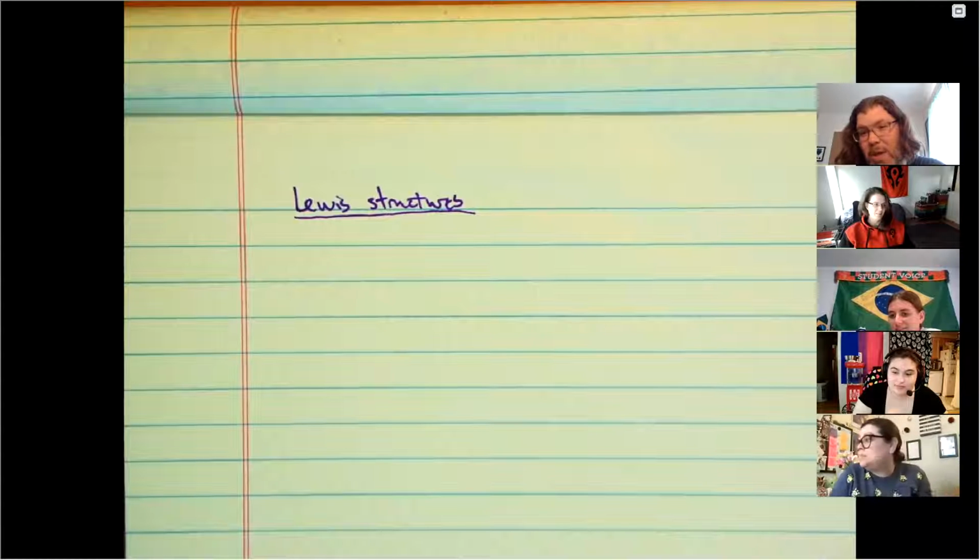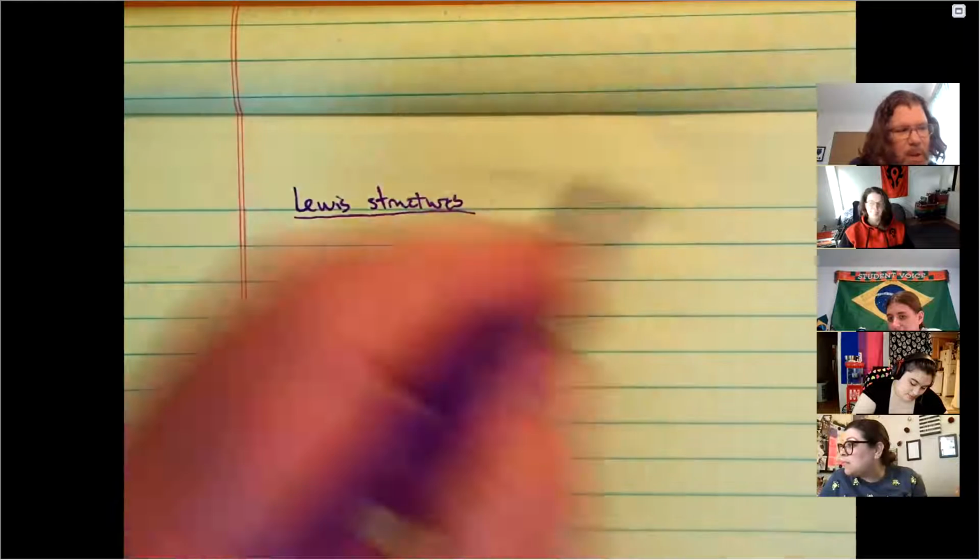If you were in the majors class, I would explain to you why sulfur and lots of other elements in the third row or lower on the periodic table can violate the octet rule. But because this is a non-majors class, we're just going to look at a couple of examples of Lewis structures that violate the octet rule and understand at a basic level why they do that.